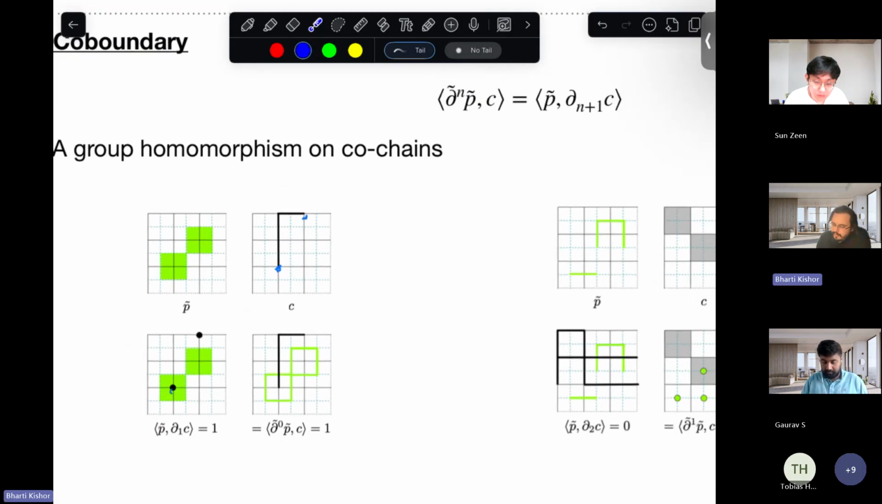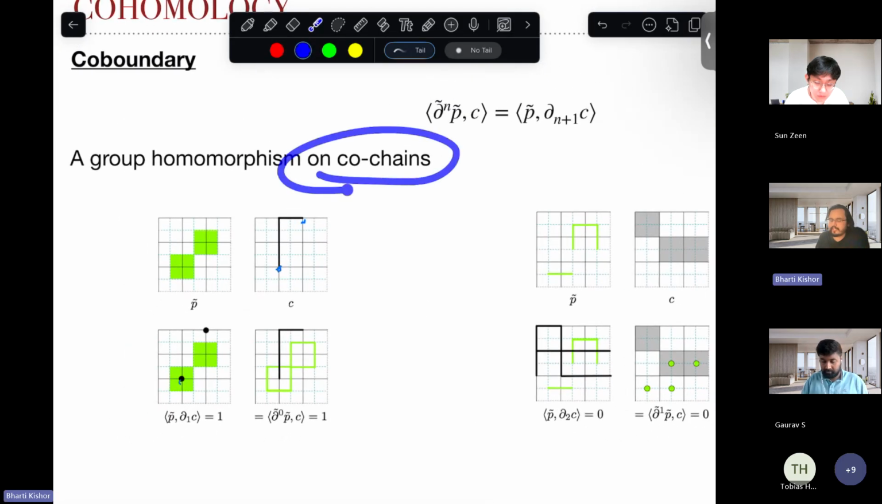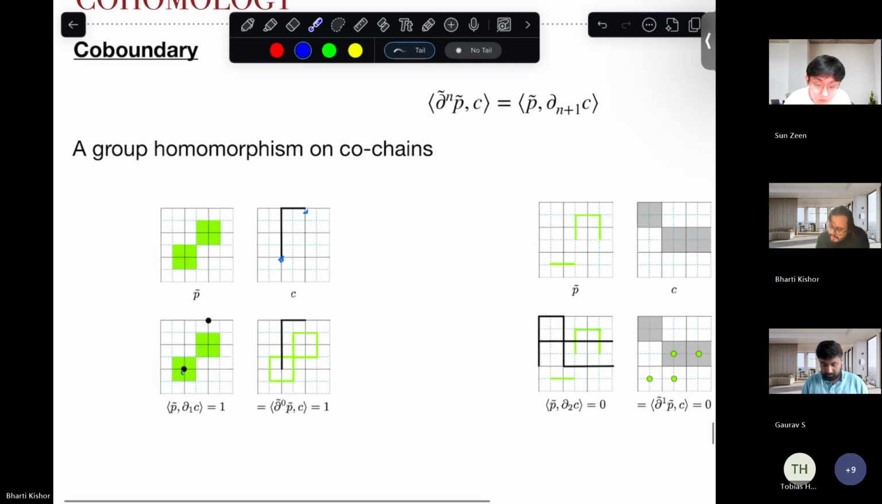So let's look at it. It's a group homomorphism on the co-chain, similar to the case where we had a boundary map, which takes us from one chain group to another. So basically a co-boundary map will give you the co-boundary of a co-chain. You just have to co everything. So here we have some chain, and here we have some co-chain. And you can calculate, let's say, boundary of delta 1 c. That will give you 2 dots.